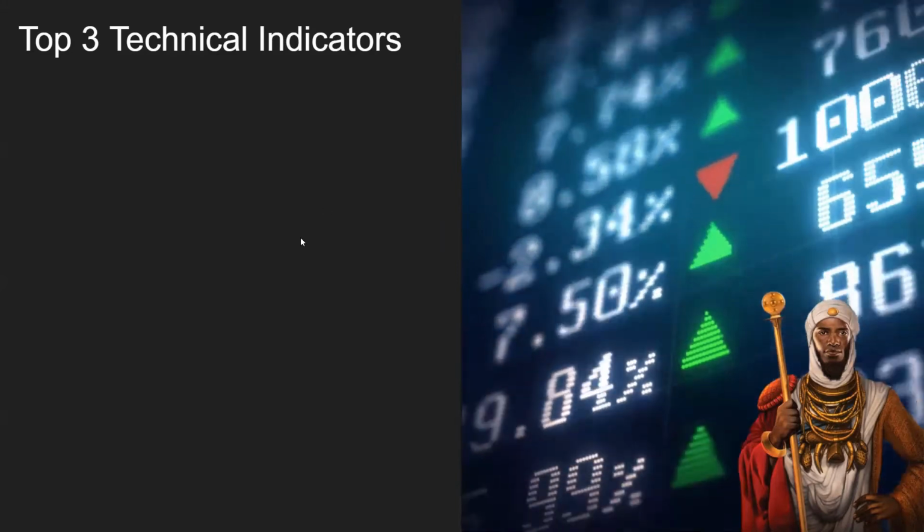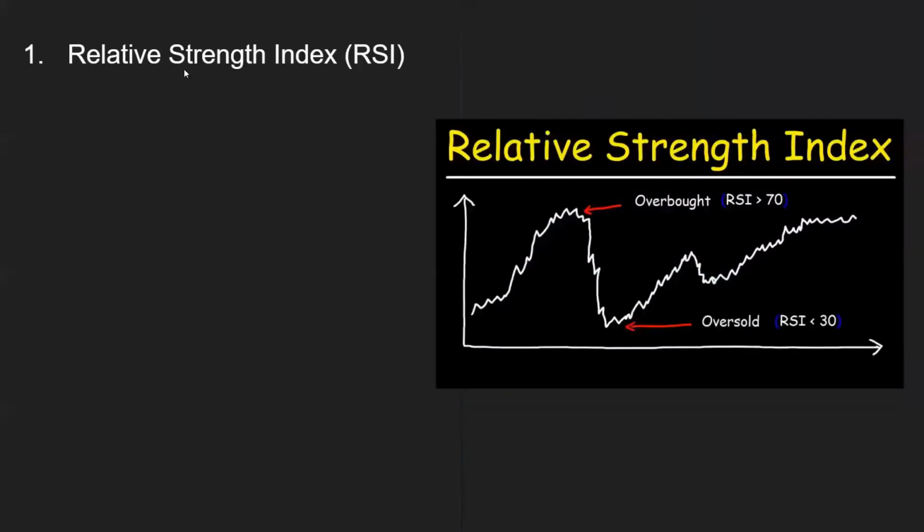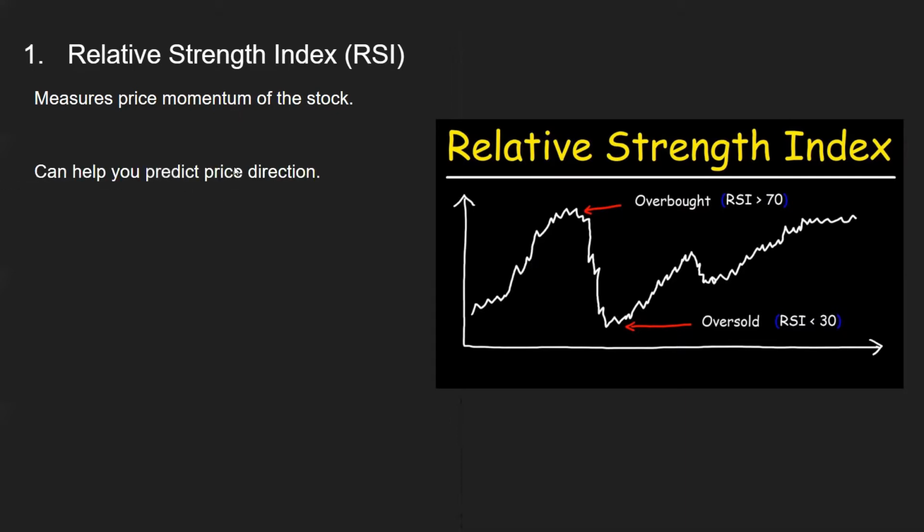So the first one is called Relative Strength Index. Very important. It's called RSI for short. Now, over here, this is what it looks like. This is a graph of the Relative Strength Index. It measures the price momentum of the stock, and it can help you predict whether the price is about to go up or down. And it does this through two metrics: overbought and oversold.